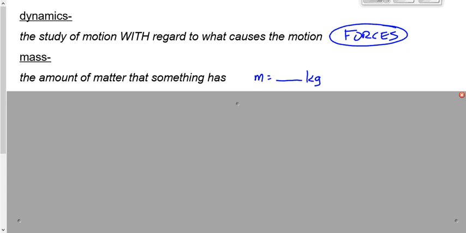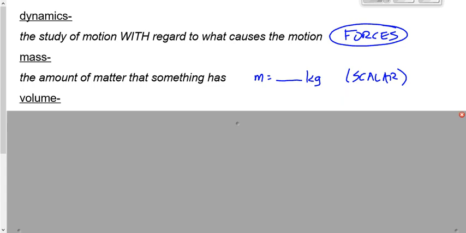Now, is mass going to be a vector or a scalar? Yeah, it's going to be a scalar. There's no direction associated with mass, right? I have a mass of 70 kilograms here, mass of 70 kilograms on the moon. But we're not going to say it's 70 kilograms to the right, or 70 kilograms down, or 70 kilograms to the south. 70 kilograms is just 70 kilograms. Mass is a scalar. Now, the next term is volume.